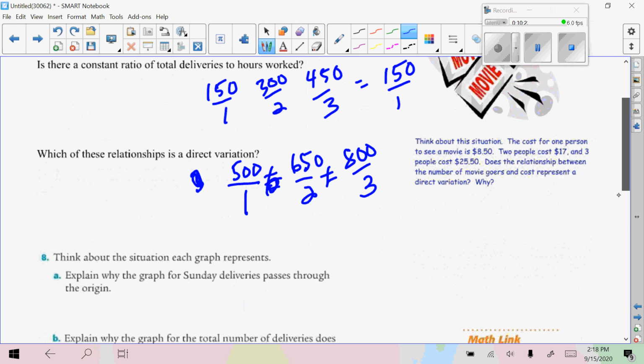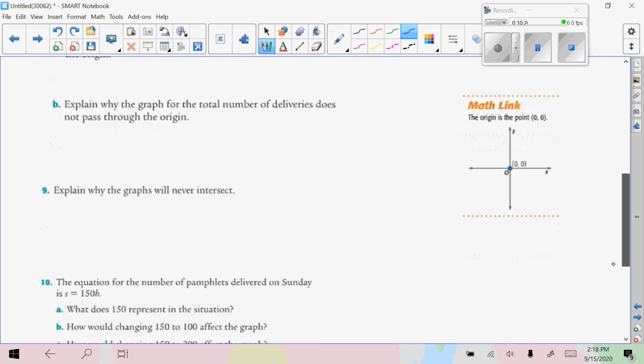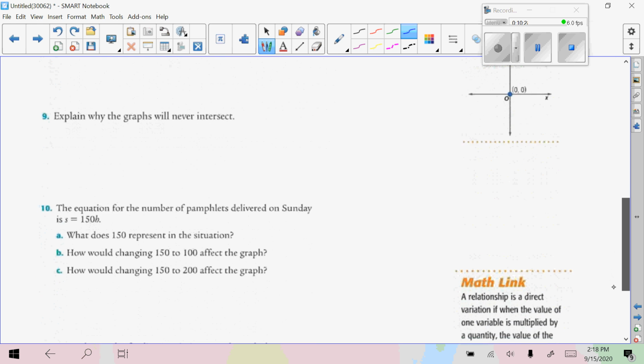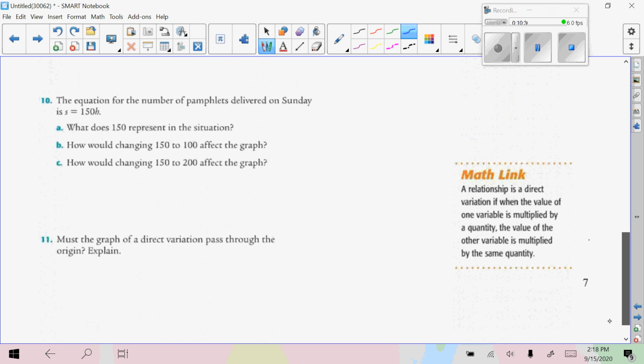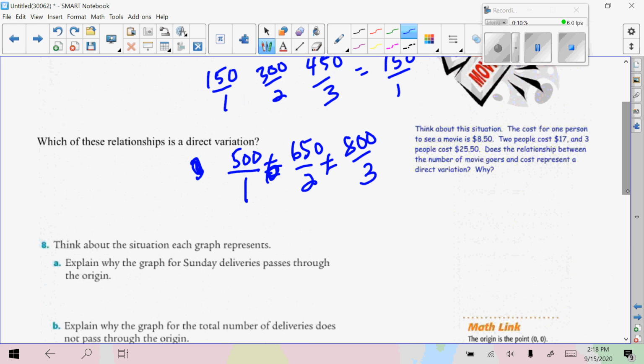Okay, let's go back to the problem now, and we'll check out a new problem and see what happens. Go ahead and answer number 8 through 10 to the best of your ability, and we'll talk about those.